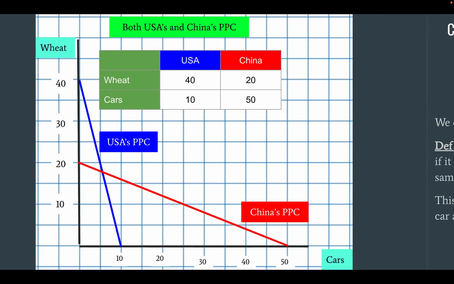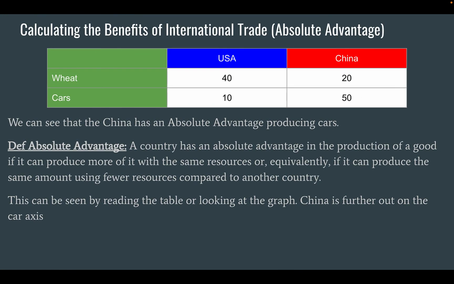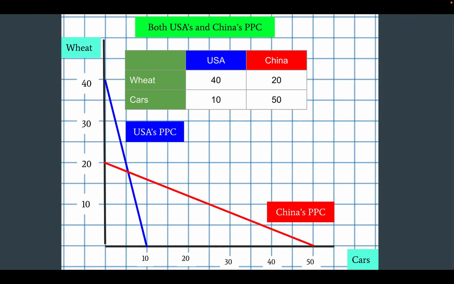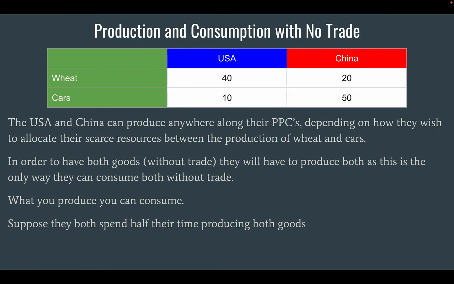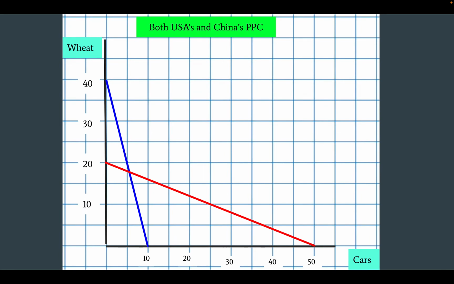Okay? Now, yep, I've said all that, forgive me, I was saying too much. So suppose, now we're getting to it, suppose they spend half of each day producing one good.